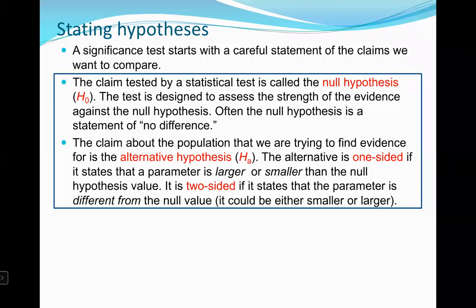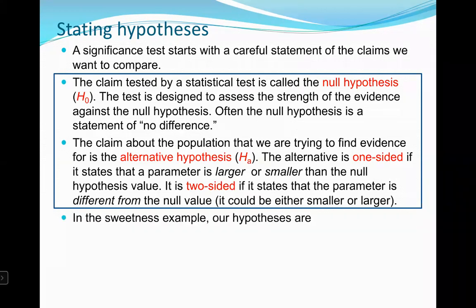The alternative is one-sided if it states that the parameter is larger or smaller than the null hypothesis value. The alternative is two-sided if it states that the parameter is different from the null value, meaning it could either be smaller or larger.